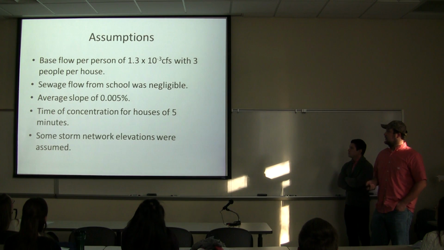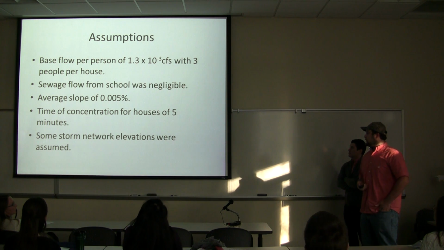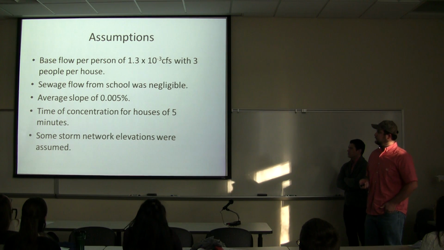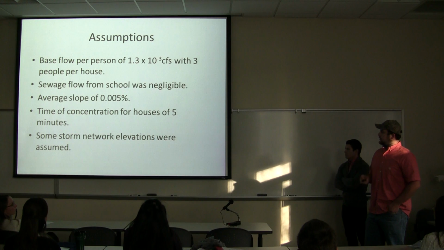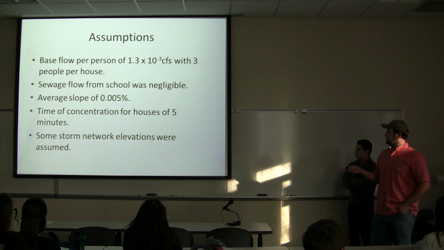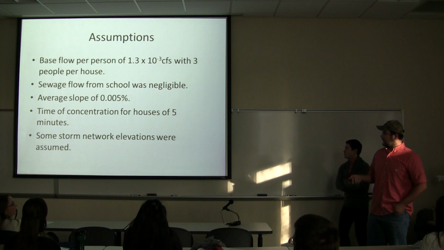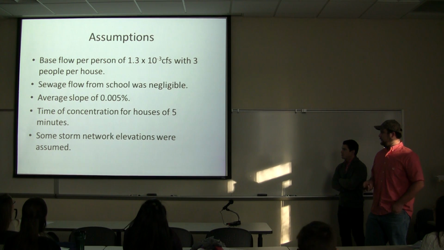Start. So we had some assumptions when we did this project. We assumed 1.3 times 10 to the negative 3 cubic feet per second with 3 people per house. Sounds like about everybody else did that too. We neglected the sewage flow from the school because we figured the peak flows from the school would be different from the peak flows from the houses, since you haven't left for school yet when you're using it at the house. We assumed a slope of 0.005%, and we just went with 5 minutes for time to concentration.